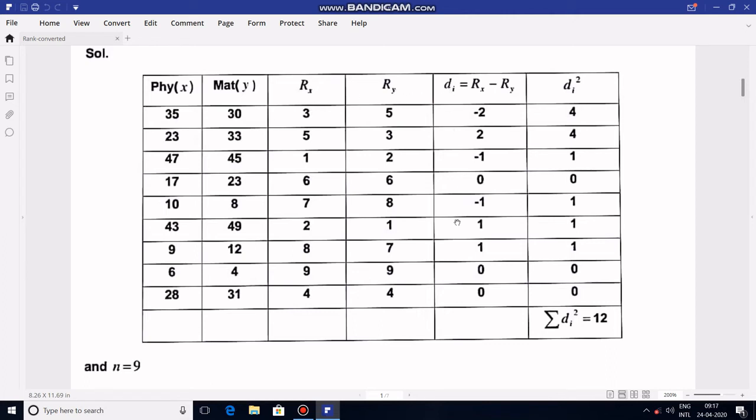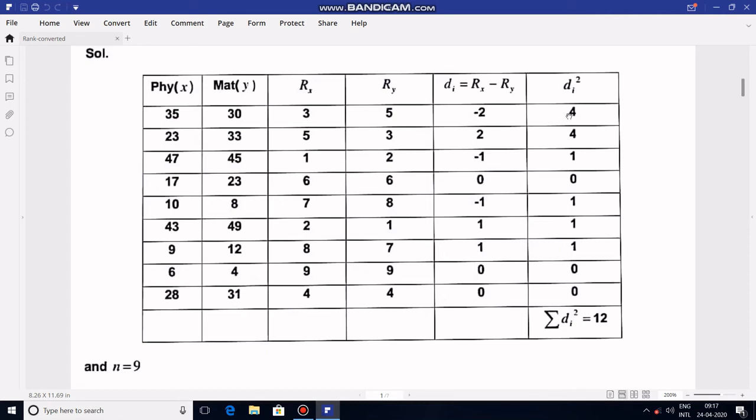Now we should find D for each and every student. For the first student, D is 3 minus 5, that is minus 2. For the second student, 5 minus 3, that is plus 2. For the third student, 1 minus 2, that is minus 1. Next, 6 minus 6, 0. 7 minus 8, minus 1. 2 minus 1, 1. 8 minus 7, 1. 9 minus 9, 0. 4 minus 4, 0.